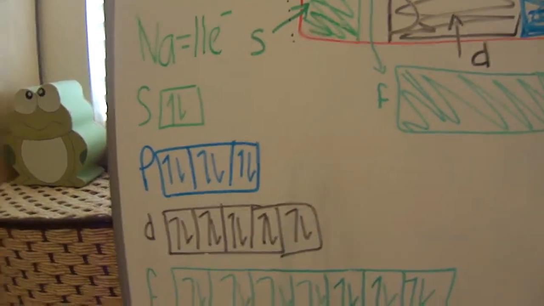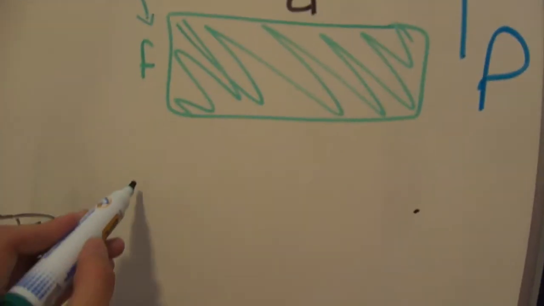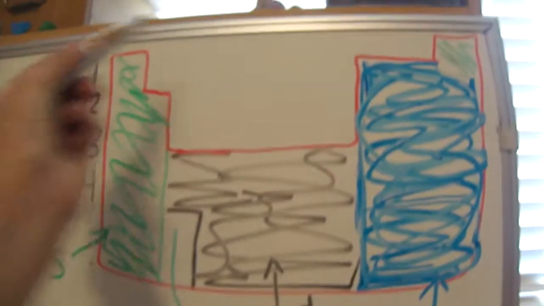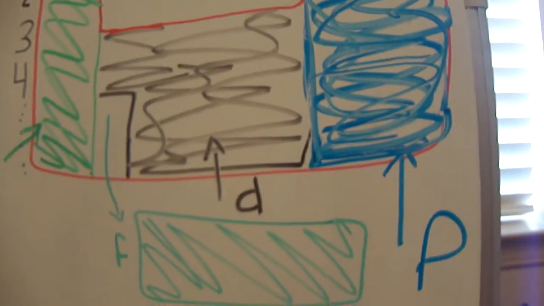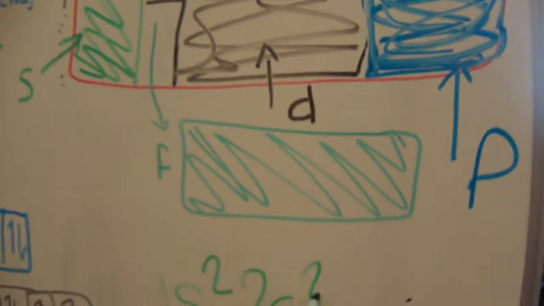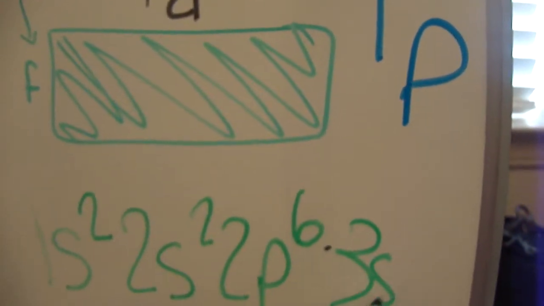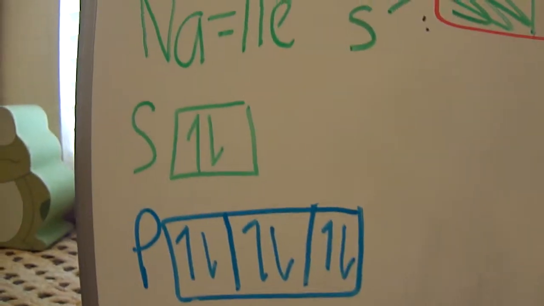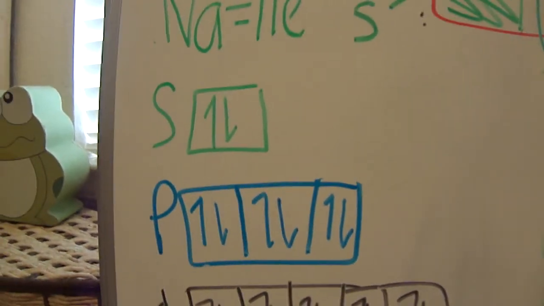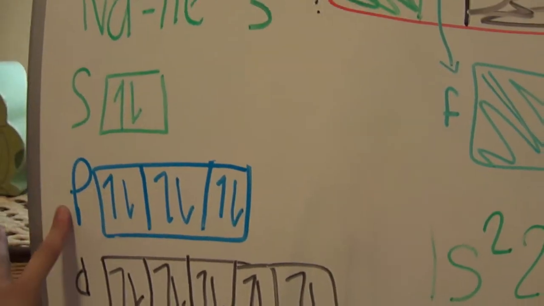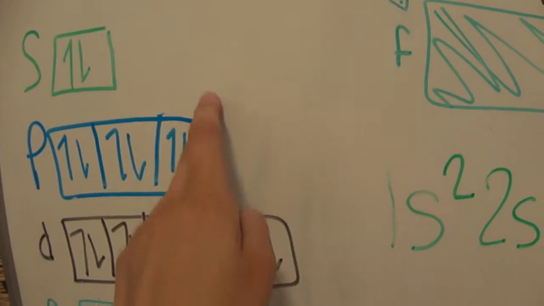So how you would write it would be 1s squared, because it's filled. Okay, then you go 2s squared. Then it's 2p6. And finally, 3s1. Always remembering that the order of filling the orbitals is from lowest energy to highest energy. So you need to do S first and then P. You can't do P first and then go back to S.